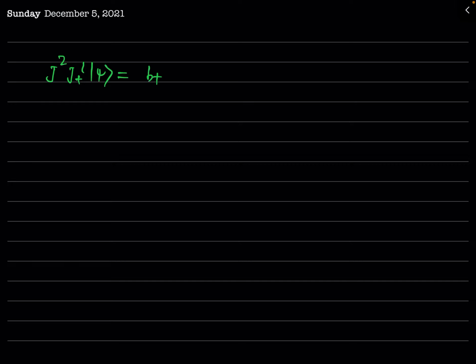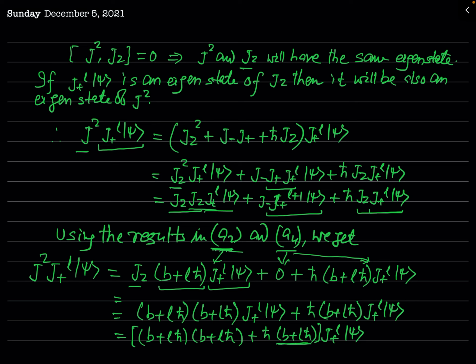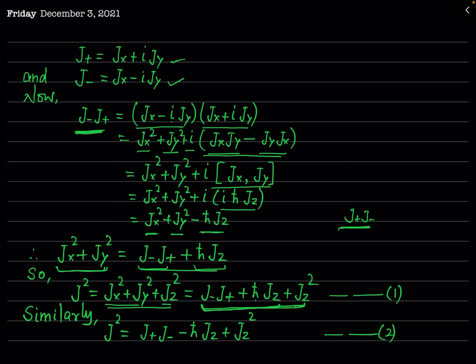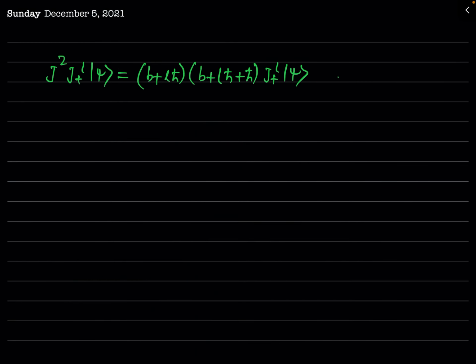This will be B plus LH cross. This has been taken as a common factor, and this will be B plus LH cross plus H cross. You can see here this B plus LH cross has been taken as a common factor, so the remaining terms are B plus LH cross plus LH cross, and the eigenvector is here J plus L ket psi. So what will be the equation number? Actually, you should write it equation 3.